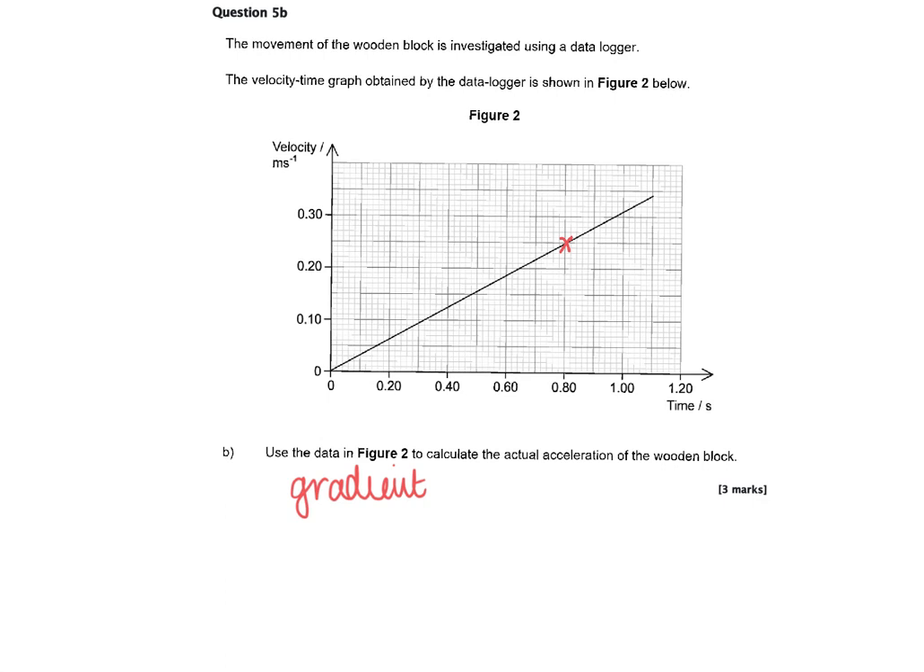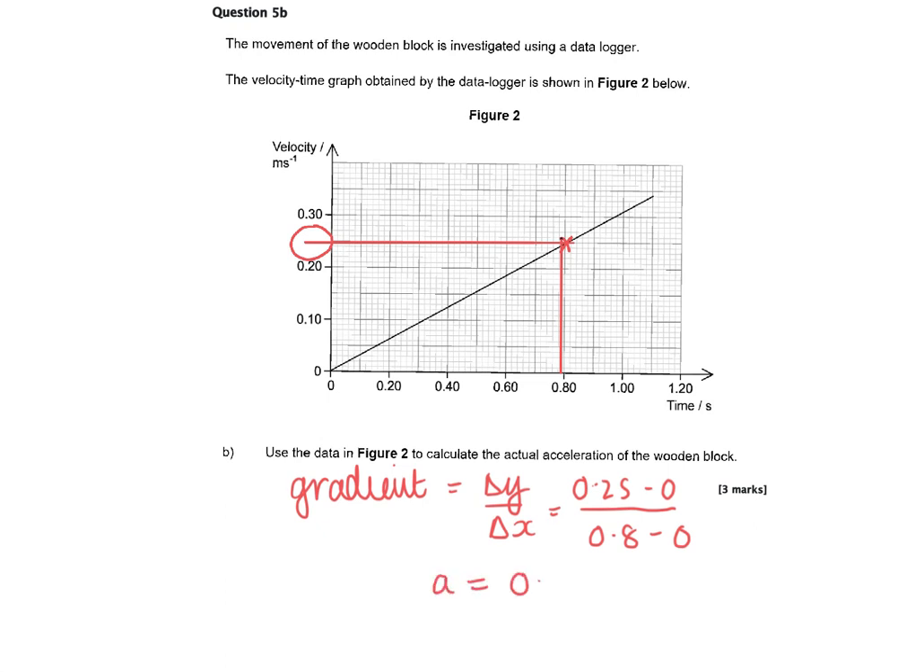The gradient is going to be the change in y divided by the change in x. So I'm just going to draw my gradient triangle. Hopefully yours is going to be a little bit neater than mine. I'm going to draw it on there so I've made clear to the examiner what I have done. So gradient is change in y divided by change in x. Our change in y here, 0.25 take away 0, which is just going to be 0.25, over 0.8 take away 0. If you work that out, your acceleration should give you 0.31 meters per second squared.